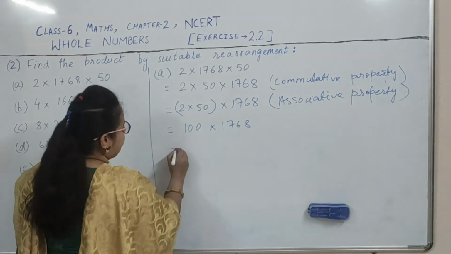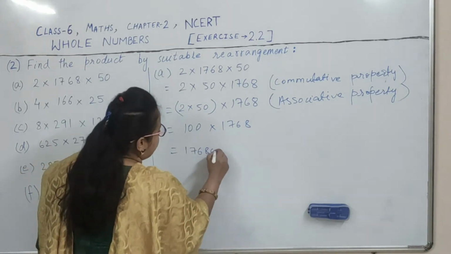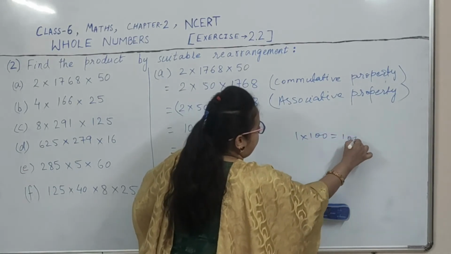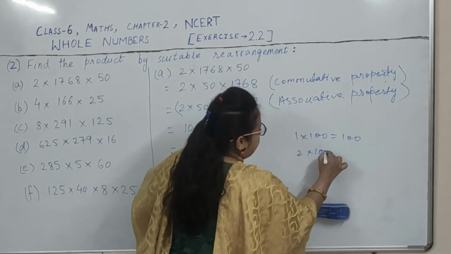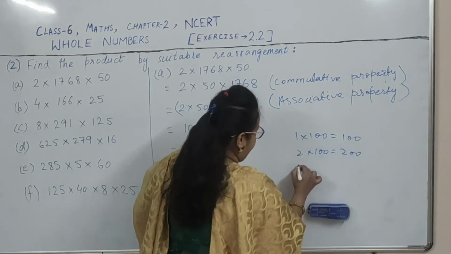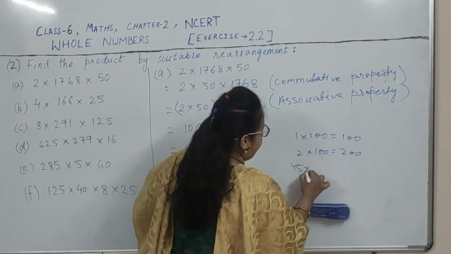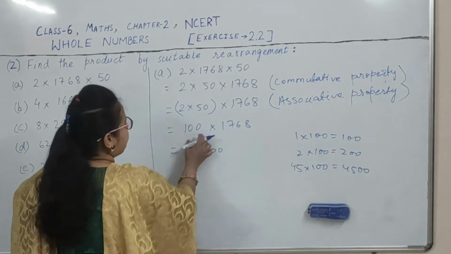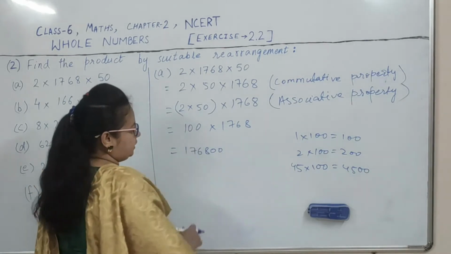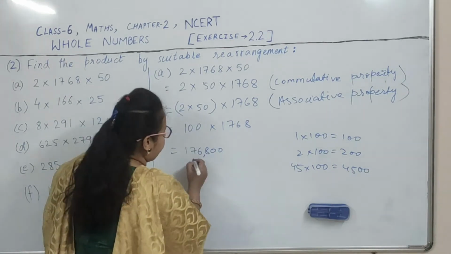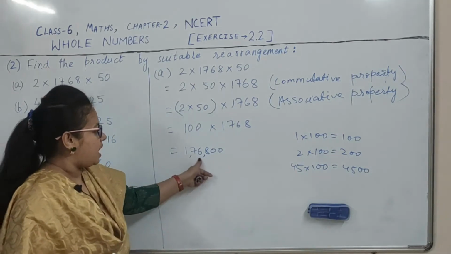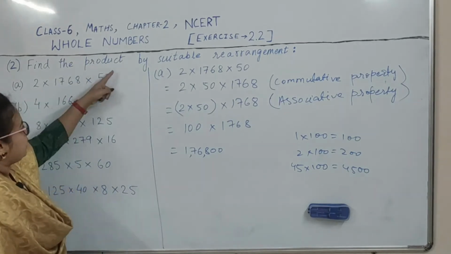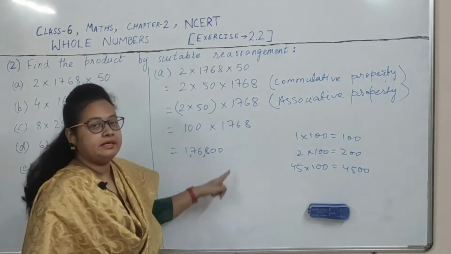If we multiply 100 into this, we get 1768, 100. Okay, see. 1 into 100 is 100. 2 into 100 is 200. Like that, 45 into 100 is 4500. Okay, similarly, this into 100 is this number and 2 zeros. So understood this? What is that number? It is 1,76,800. So we got the product of these three numbers by suitable rearrangement.